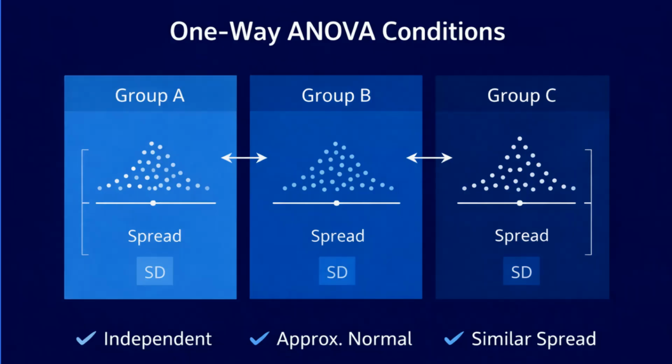Before performing one-way ANOVA, check conditions. The groups must be independent. The response variable should be approximately normally distributed within each group, especially when sample sizes are small. The group variances should be approximately equal, which is often described as similar spreads across groups. Software may show group standard deviations to help you judge whether spreads look reasonably similar.